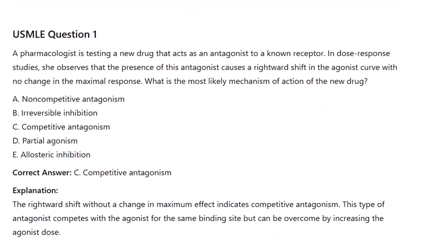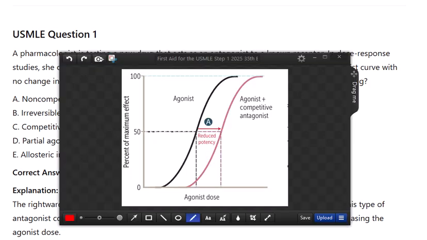USMLE Question 1. A pharmacologist is testing a new drug that acts as an antagonist to a known receptor. In dose-response studies, she observes that the presence of this antagonist causes a rightward shift in the agonist curve with no change in the maximal response. What is the most likely mechanism of action of the new drug? A. Non-competitive antagonism. B. Irreversible inhibition. C. Competitive antagonism. D. Partial agonism. E. Allosteric inhibition. Correct answer, C.